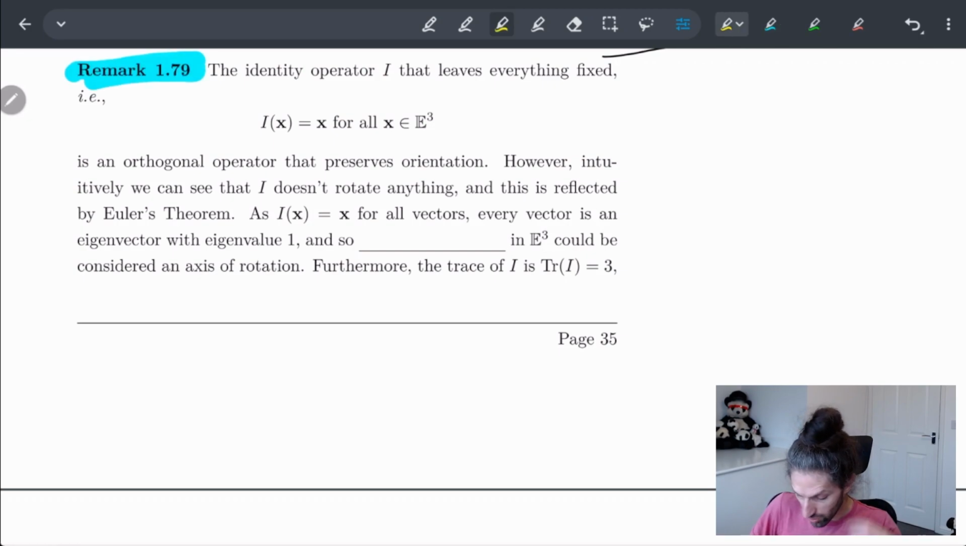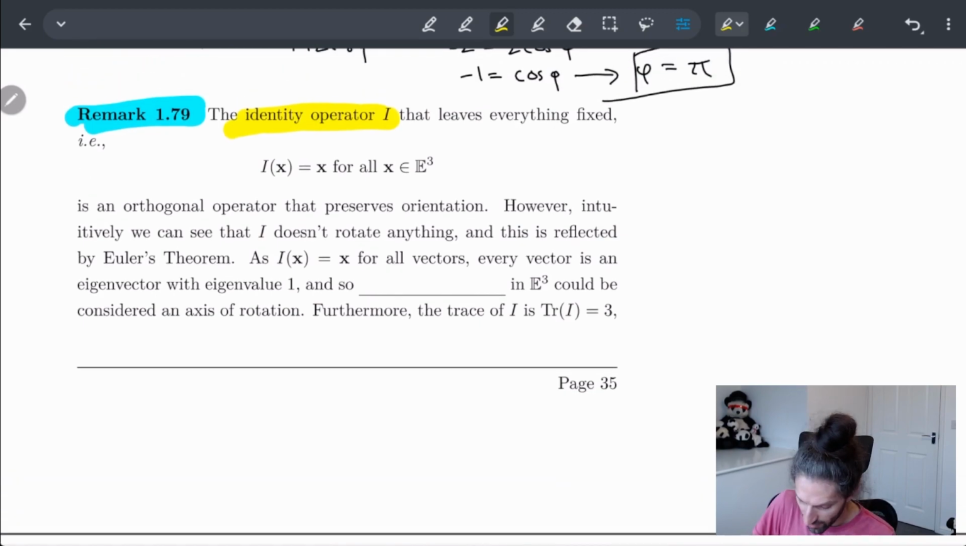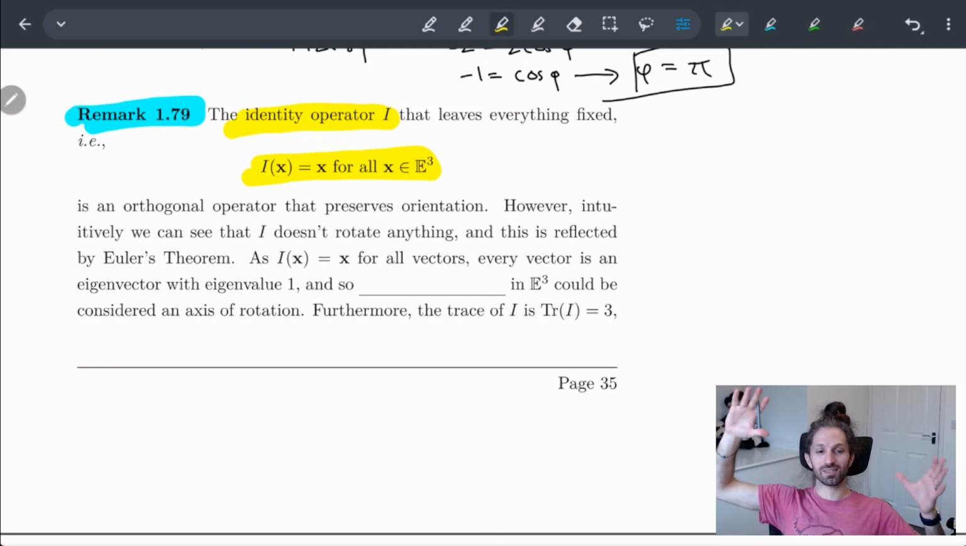1.79, which looks at the identity operator, I. So this leaves everything fixed. So I of x is equal to x for all x. Now this, you will notice, is a linear operator that's orthogonal and it preserves orientation. But if you think about this, if it leaves everything as is, it's not really rotating everything. It's staying exactly as is, right?